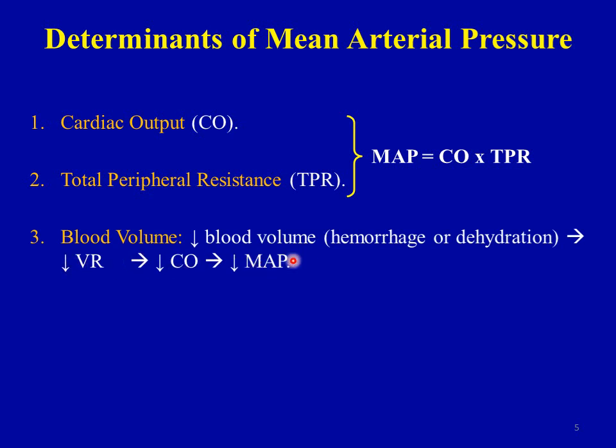A decrease in the blood volume, for example during hemorrhage or dehydration, will decrease the venous return. And we know very well that a decrease in the venous return will lead to lower stroke volume, which in turn will lead to lower cardiac output. And if we decrease the cardiac output, according to the above equation, the mean arterial pressure will decrease.